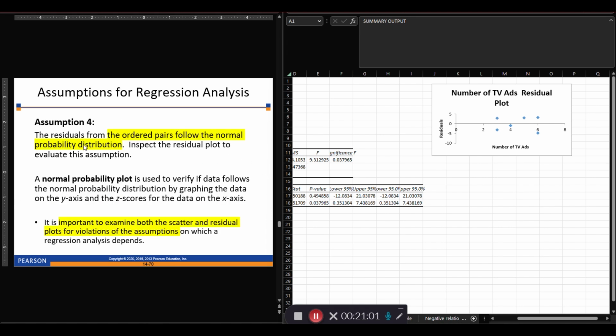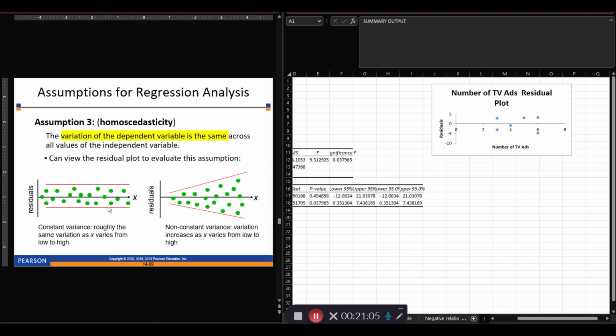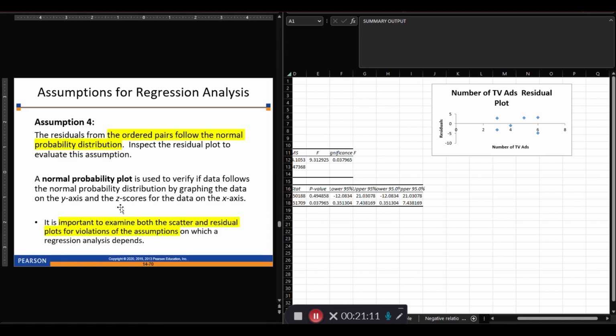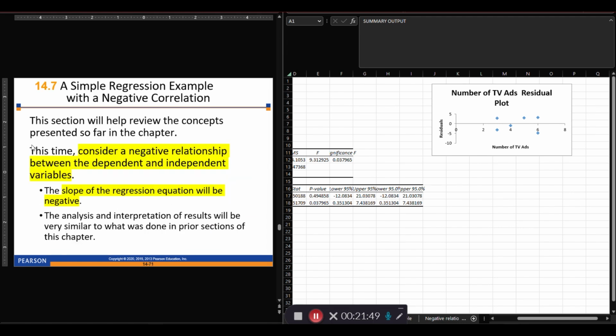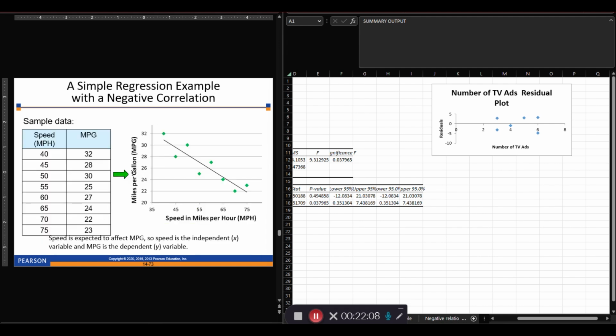Assumption number 4, the residuals from the ordered pairs follow the normal distribution. So what you see here should represent a normal distribution. Okay, so it's a random variable with a normal probability distribution. This was it. We have another example that I'm not going to cover here, but you're going to have access to it. It represents another example with a negative correlation. So instead of a line that goes upward, it's going to be a line that goes downward. I recommend that you go over that example just to see how the numbers would look.